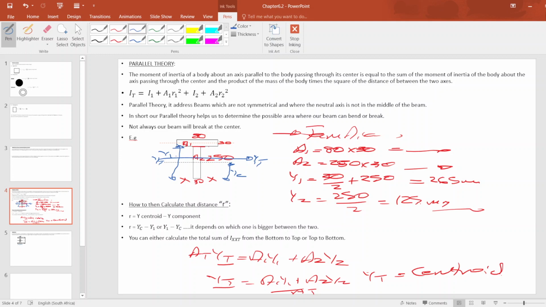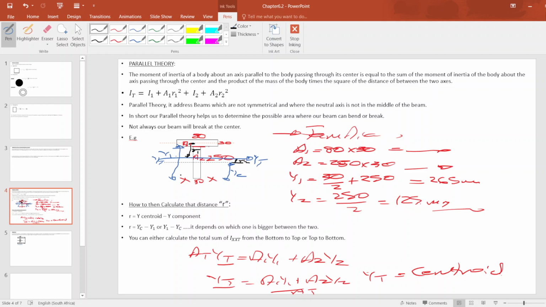Now, in calculating the distance R, like I said, you calculate it from center to center. The distance R would be the distance from where YT is to where the centroid of that first component is. This would be our distance R1. Then our distance R2 will be from this center to the center of Y2. This is our distance R2.